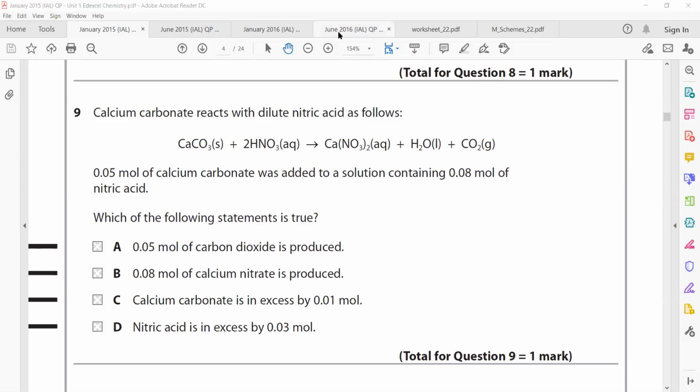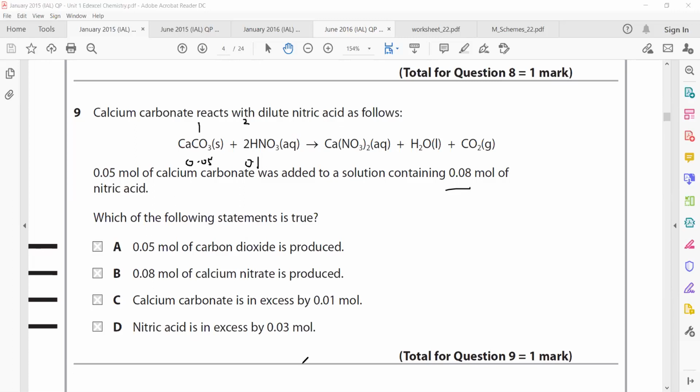Because the ratio is 1 to 2, we can identify that if calcium carbonate is 0.05, then nitric acid should be 0.1. But it is not 0.1, it is 0.08. So nitric acid is the limiting reagent. 0.05 moles of carbon dioxide produced.